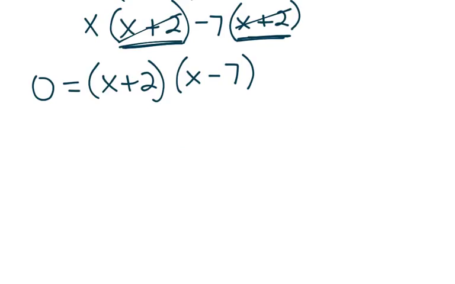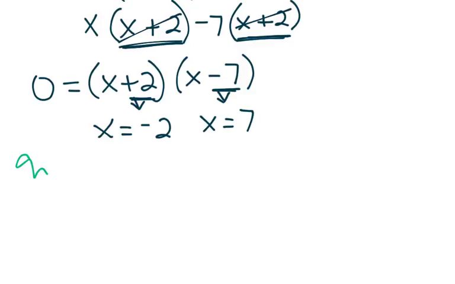Okay, so if you remember from solving quadratics, once we have the two factors set equal to 0, we take each factor and set it equal to 0. So I get x equals negative 2 and x equals positive 7, because we always take the opposite sign. Okay? Now we need to check it.